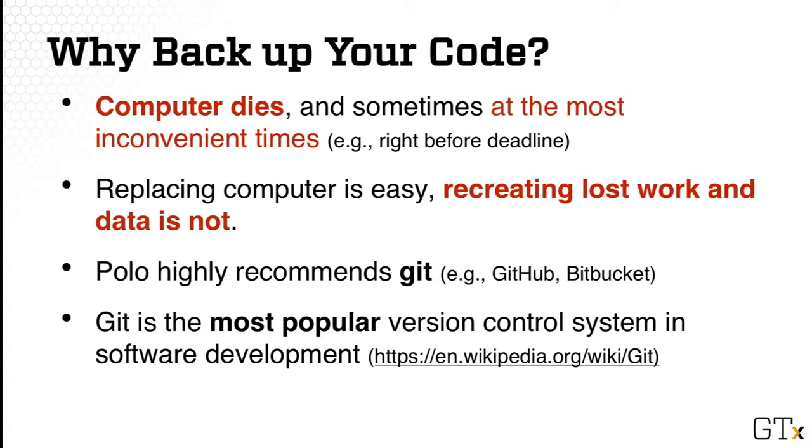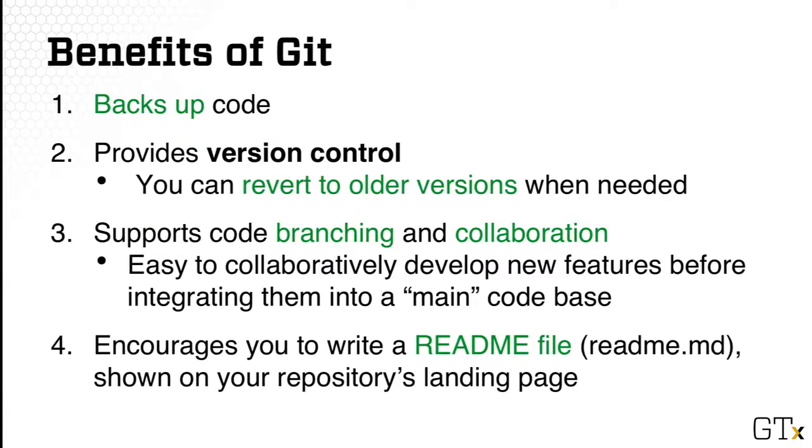So for that reason, I highly recommend Git. Git as in GitHub or Bitbucket. Git is the most common version control system in software development, which is why I highly recommend it. The benefit of using Git is, of course, that it backs up code. And second, it provides something we call version control.